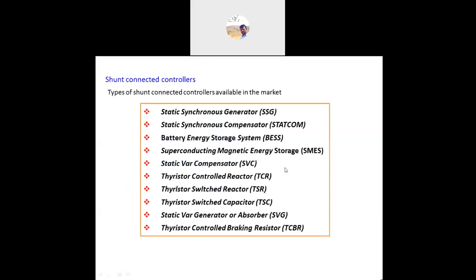So we have discussed this. Now we'll go to the shunt connected controllers, series connected controllers, and combined series-series controllers. First, what are the current injecting devices? How do shunt connected control devices work? Whatever the current injecting devices are, these inject current. Here we have the static synchronous generator and static synchronous compensator.